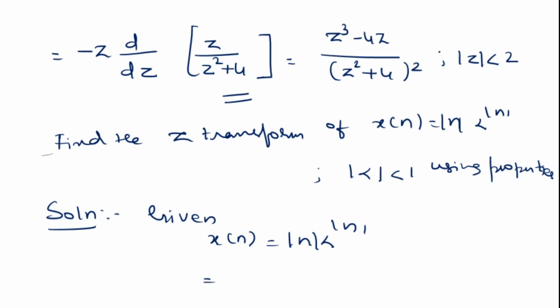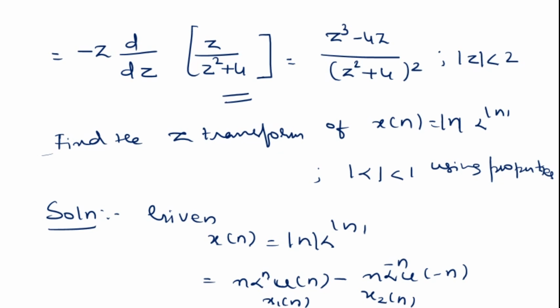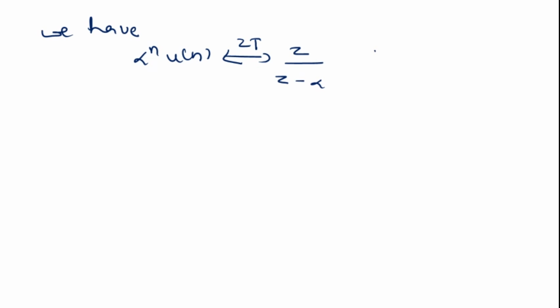We can write it as n into alpha to the power n into u of n minus n into alpha to the power minus n into u of minus n. So we can consider this term as x1 of n and we can consider it as x2 of n, which is equal to x1 of minus n. And we have alpha to the power n into u of n. If we take z transform, we get z divided by z minus alpha with mod z is greater than mod alpha.